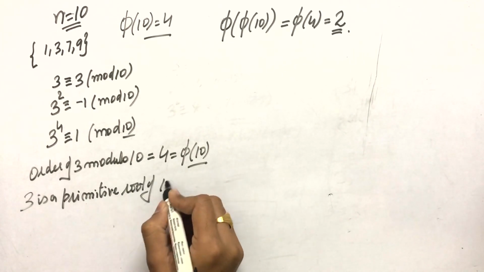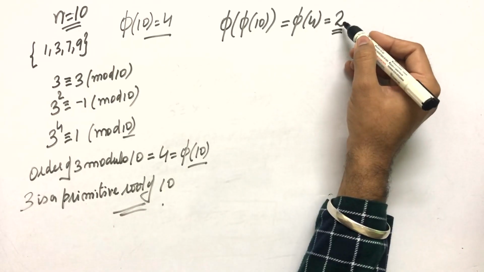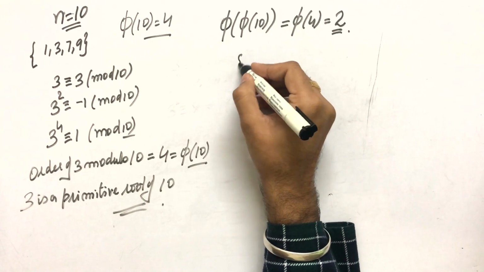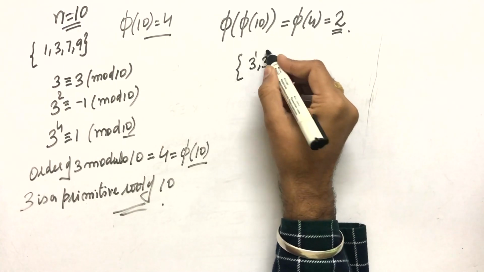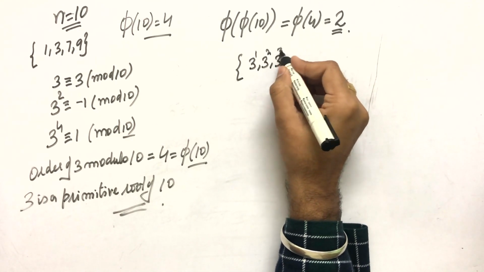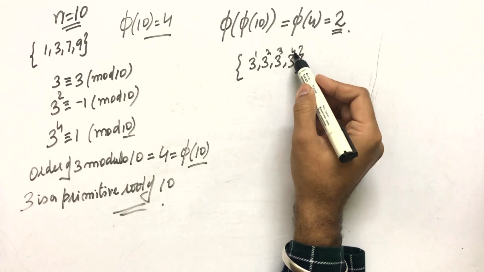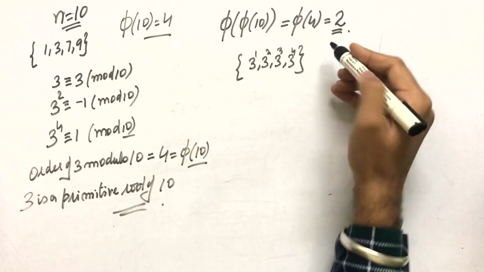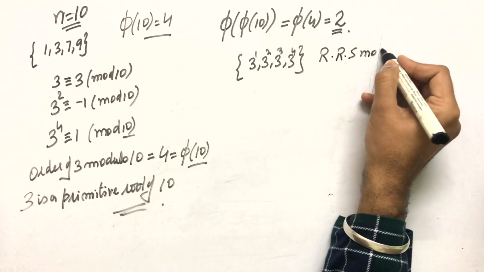Of 10. So this is one primitive root. But there are 2 primitive roots. Now we use the same shortcut method. As we know, 1 primitive root, that means 3 power 1, 3 power 2, 3 power 3 and 3 power 4. So how have I written 3 power 4? Up to the power phi of 10, and phi of 10 is 4, is a reduced residue system modulo 10.